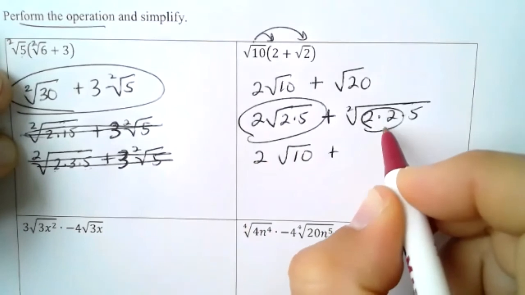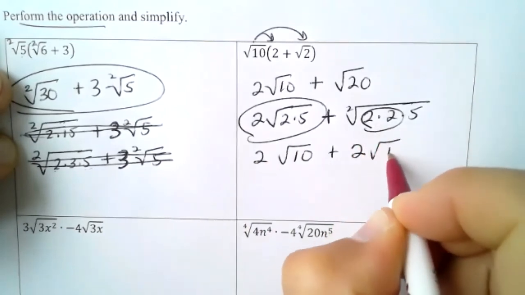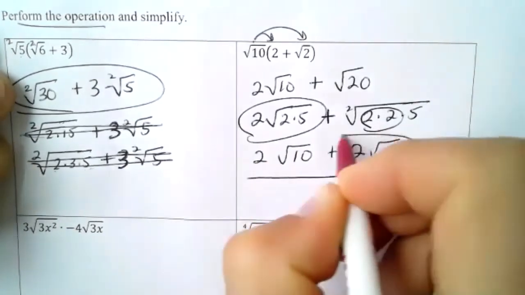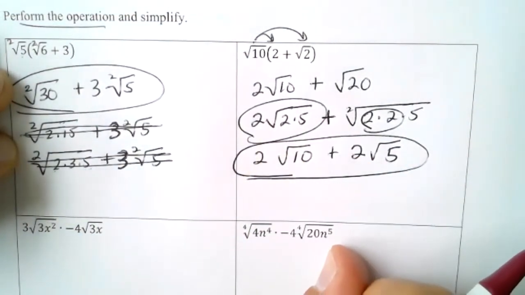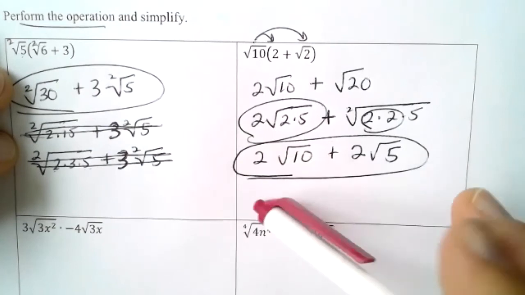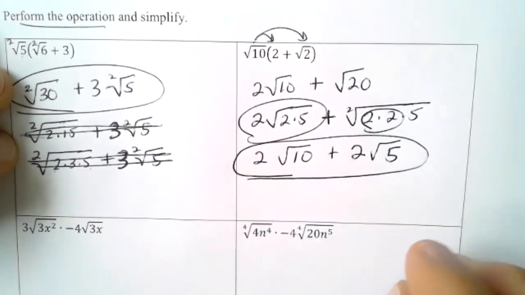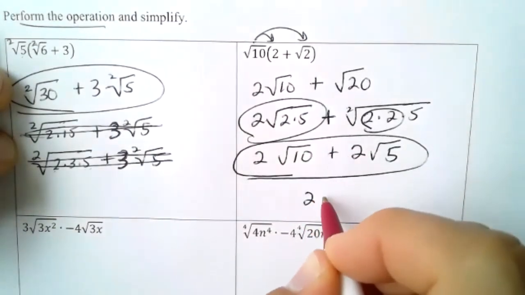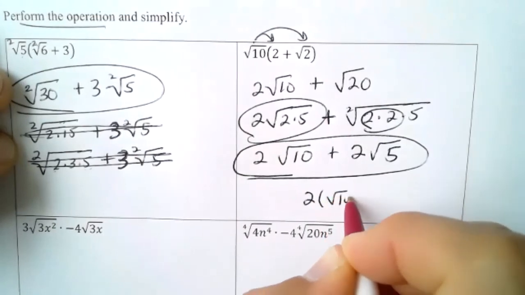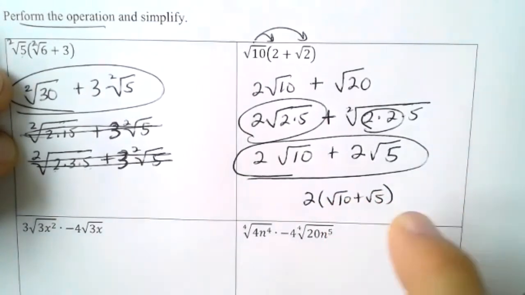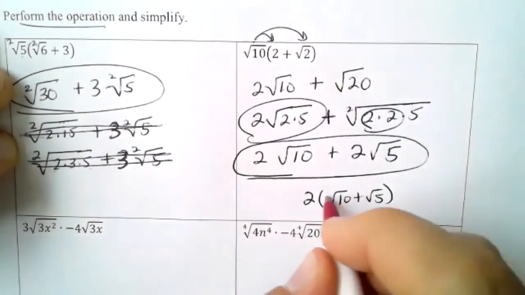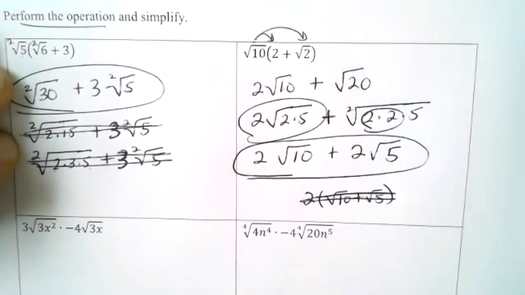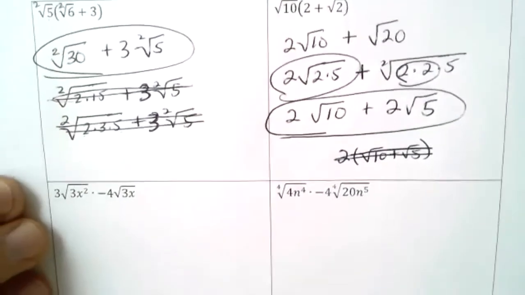So the final answer is going to be 2 square root of 5. And this is the simplest you can possibly make it. Now, theoretically, you could pull out the 2s technically and say square root of 10 plus square root of 5, but that's kind of superfluous. So you don't really need that. I think the simplest version would be this right here, okay? So now let's move on down.